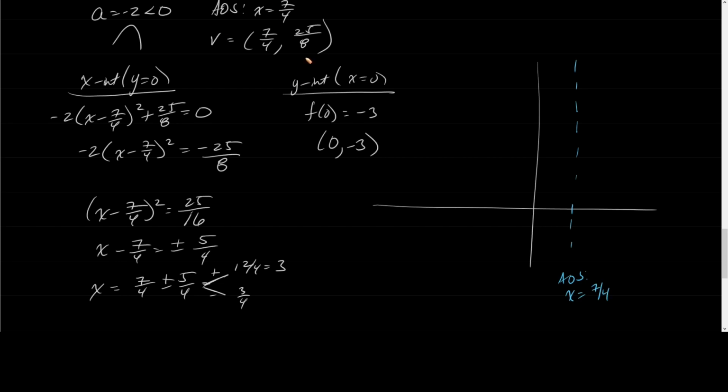Our vertex is 7/4, 25/8. So let's say that this right here is 25/8. That's our vertex, which again is at 7/4, 25/8. We have our y-intercept as 0, -3. So let's sketch that. 0, -3, let's say that's right here, right? That's at -3.